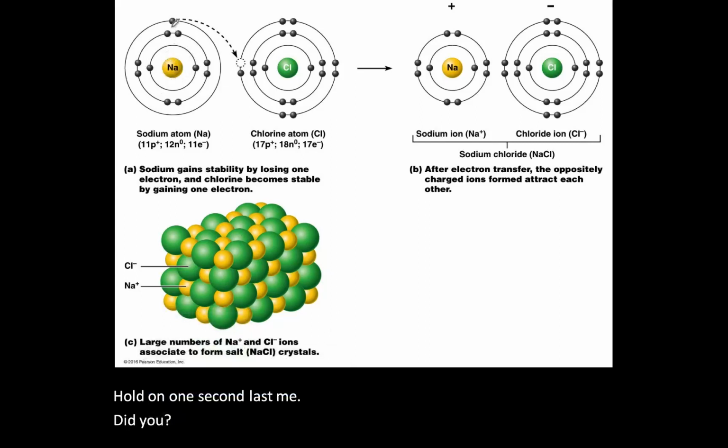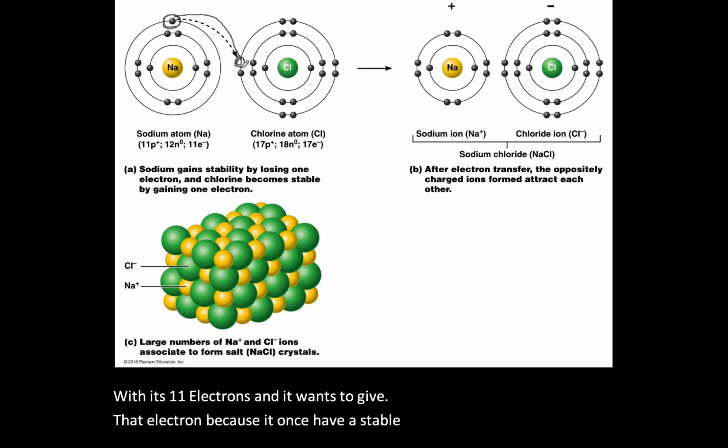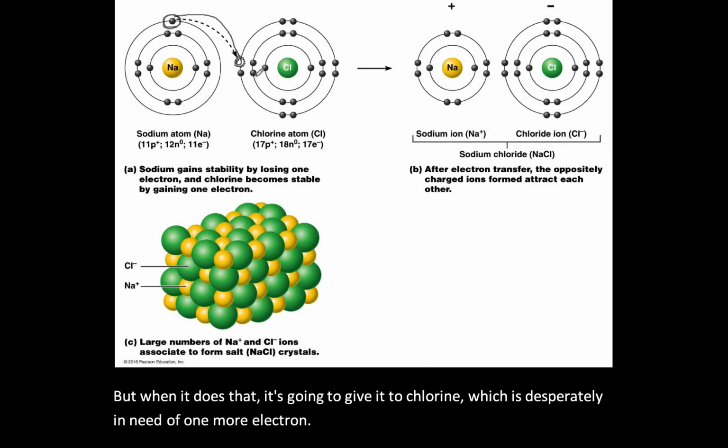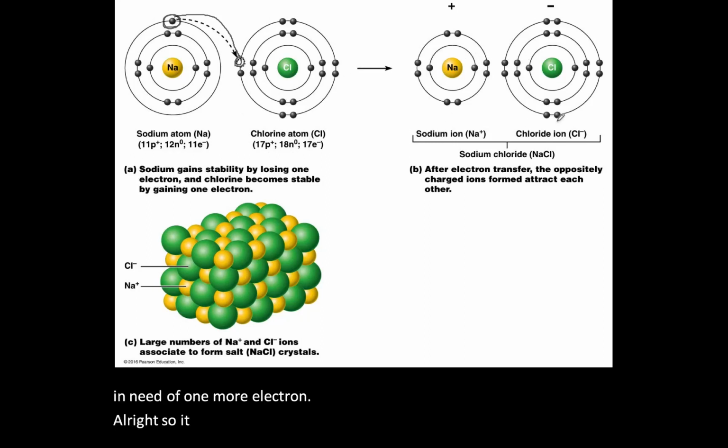Here's sodium with its 11 electrons, right? And it wants to give away that electron because it wants to have a stable valence shell. But when it does that, it's going to give it to chlorine, which is desperately in need of one more electron. So it now forms a bond, sodium chloride.